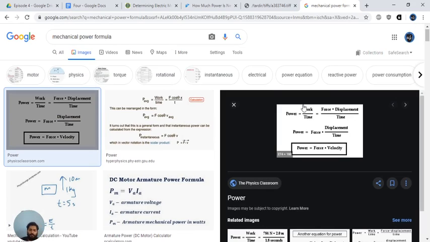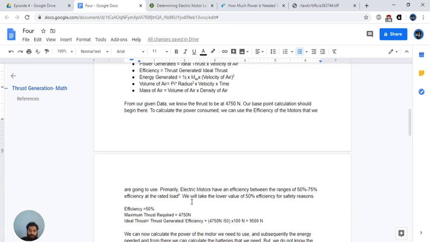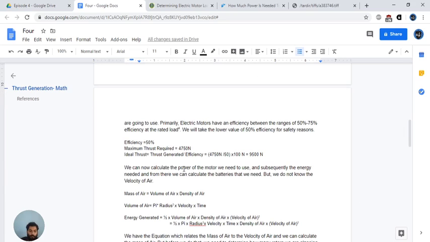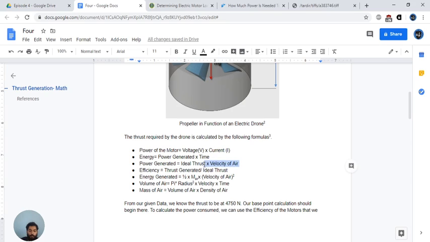In our case, power is work over time, right? Energy generated over time. Work is force times displacement, over time. Force, which is thrust for us in our current situation, times displacement over time, which is velocity. Boom, done, easy. So power generated is force times velocity. We can now calculate the power, right? But we don't know the velocity of air. We know the ideal thrust. We calculated that just now. We don't know the velocity of air.